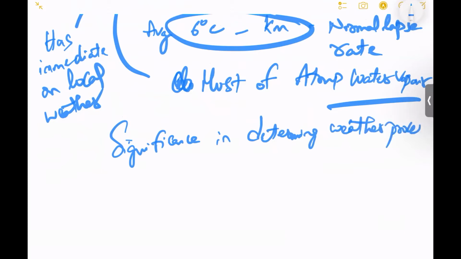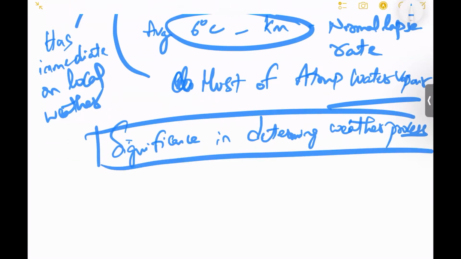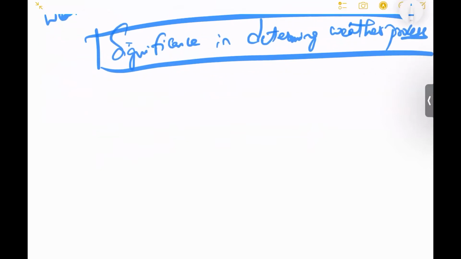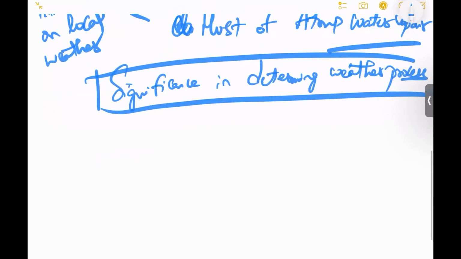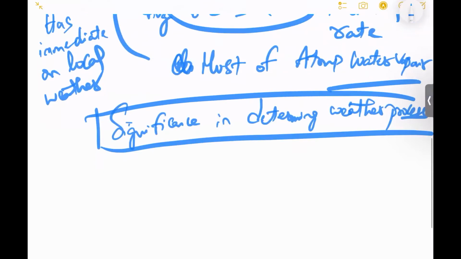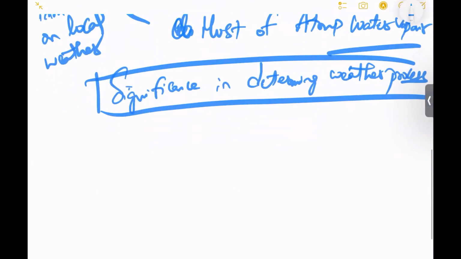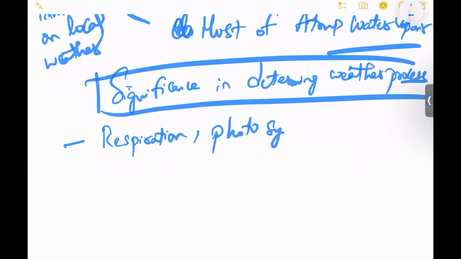This is the main part of the question. What is the significance of troposphere in determining the weather process? What role does it play? Since most of the atmospheric gases are present, it is responsible for respiration because enough gas supply is maintained, and other processes like photosynthesis, etc., are facilitated by troposphere.